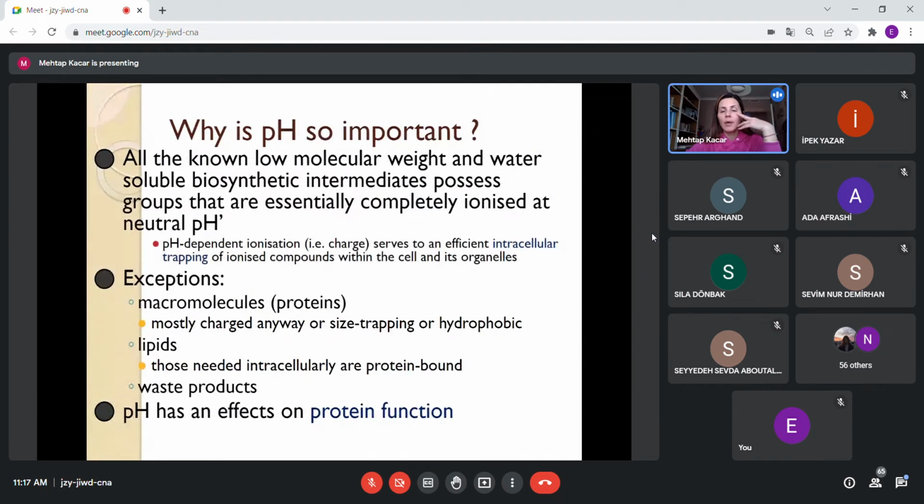All of the low molecular weight, water-soluble biosynthetic intermediates possess groups that essentially completely ionize at neutral pH. There are some exceptions. For example, macromolecules such as proteins, which are mostly charged anyway, and hydrophobic molecules. The other one is lipids. Lipids needed intracellularly are protein bound, and we carry them as lipoproteins also. Waste products are also exceptions. pH has an effect on protein functions.